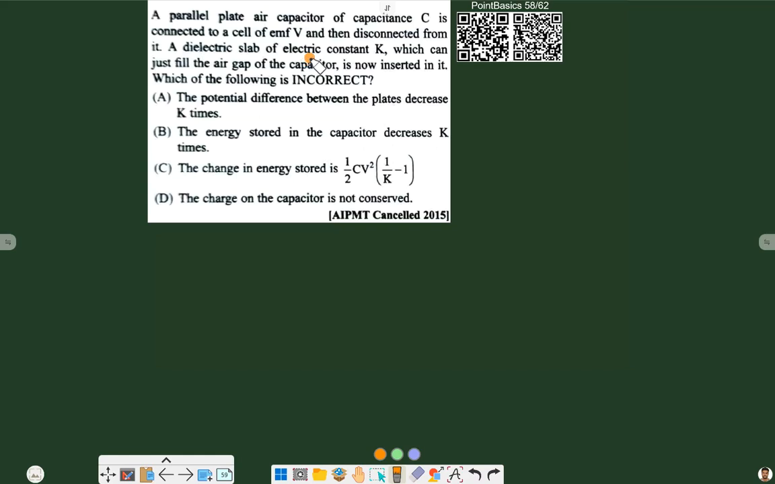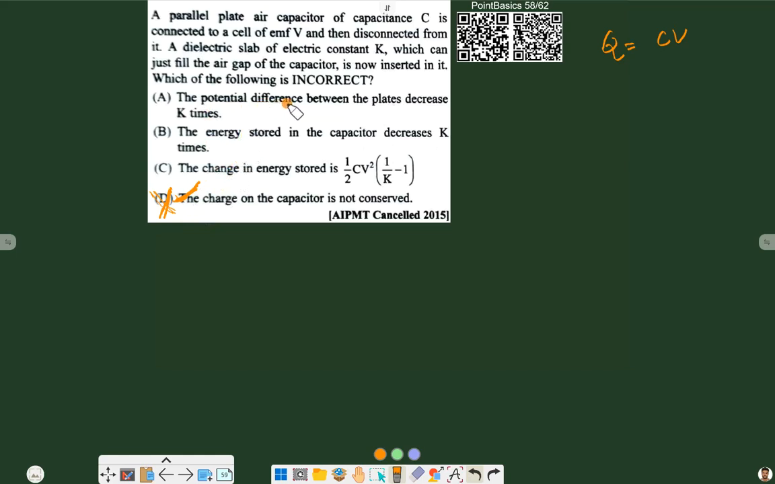First we charge the capacitor by potential V, so its charge becomes Q equals CV, and as it is now disconnected from the battery, charge will remain constant, or charge is conserved. And if you see statement D, the charge on the capacitor is not conserved. This statement is the wrong statement. So this will be the answer, option D, as we have to find which statement is wrong. Now let's also analyze the other three options.